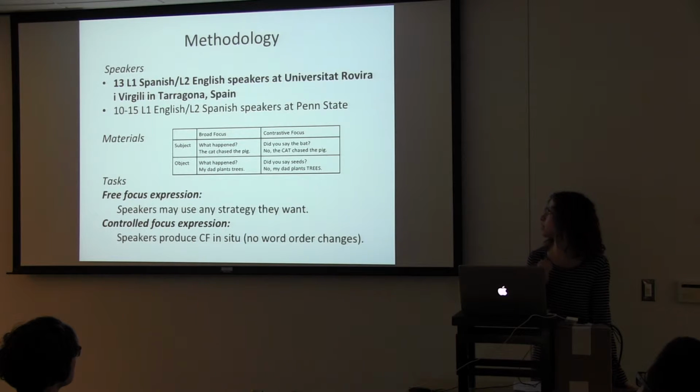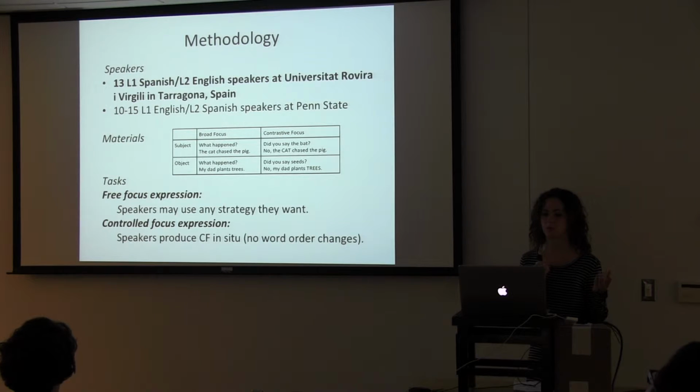And then to elicit contrastive focus on the object, you could ask what happened, my dad plants trees. And then you could ask, did you say seeds? And then they would say, no, my dad plants trees. So the contrastive focus is placed on the object at that point. For these tasks, they would repeat it 2 times each for each task.